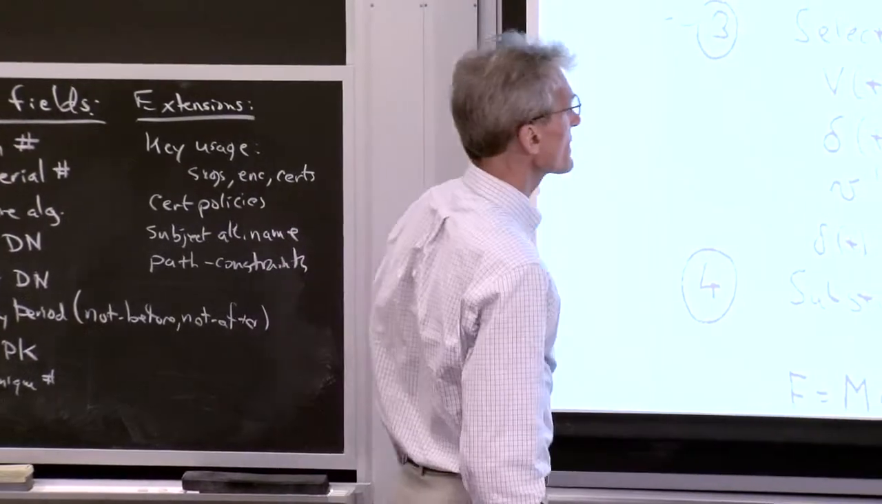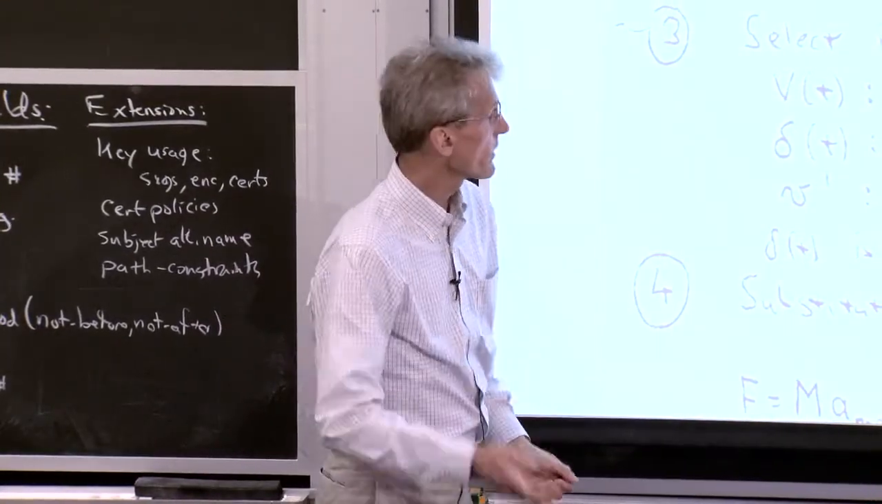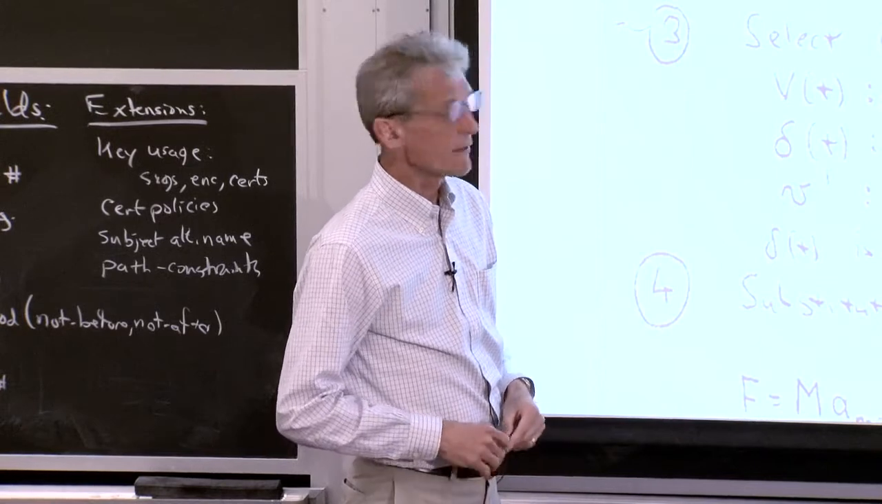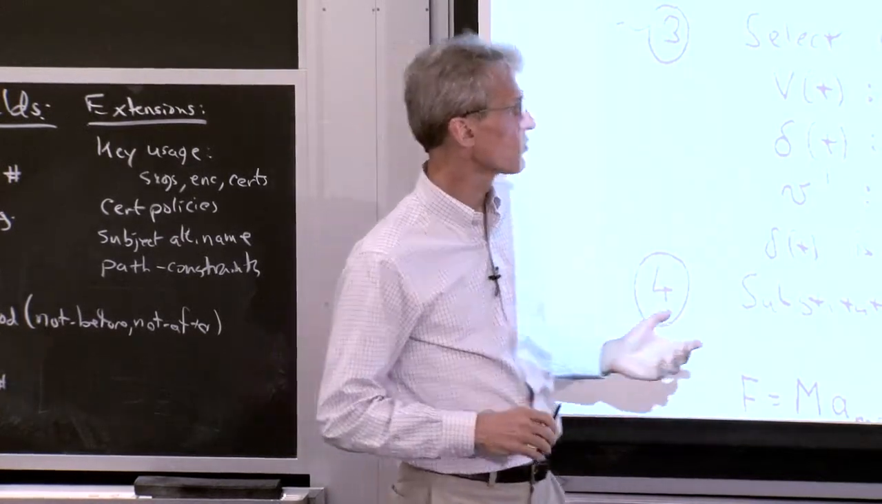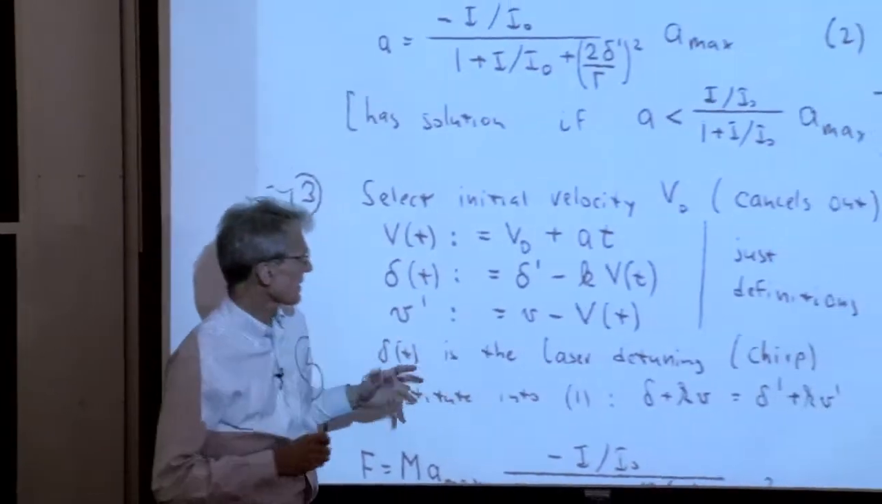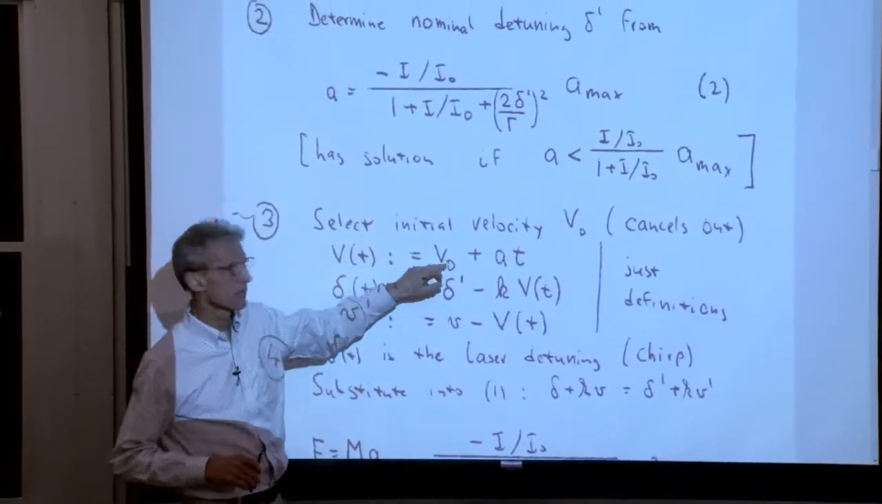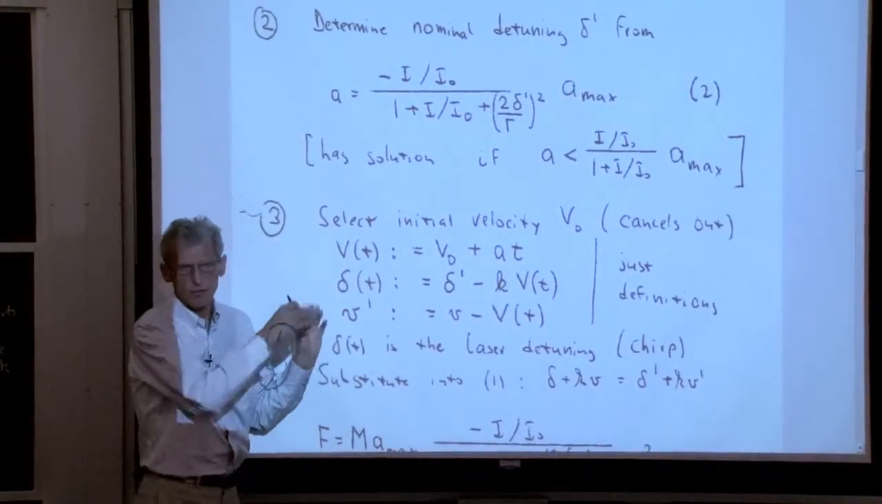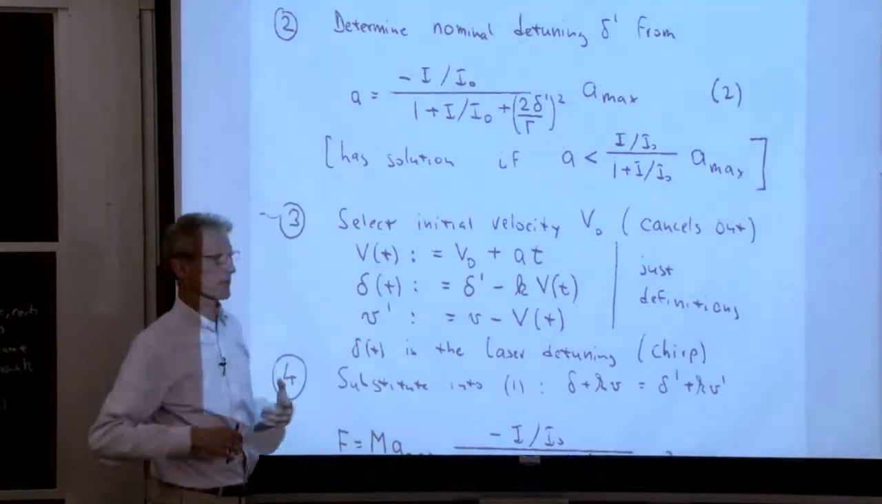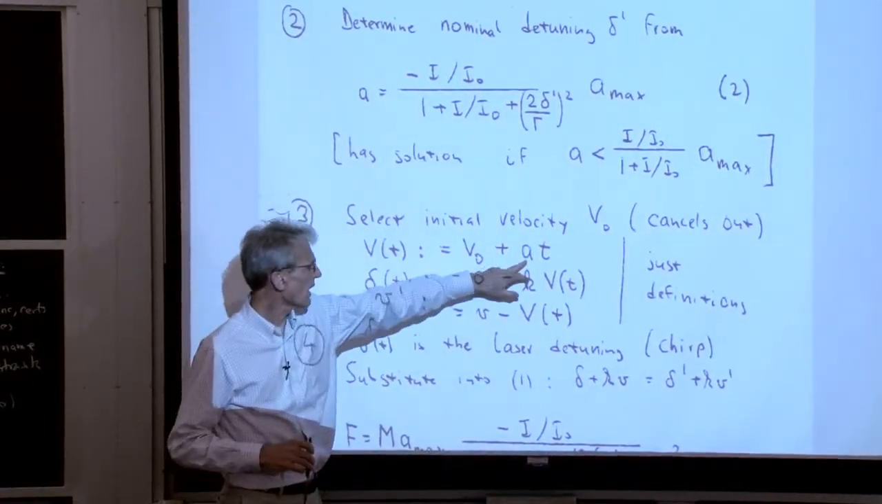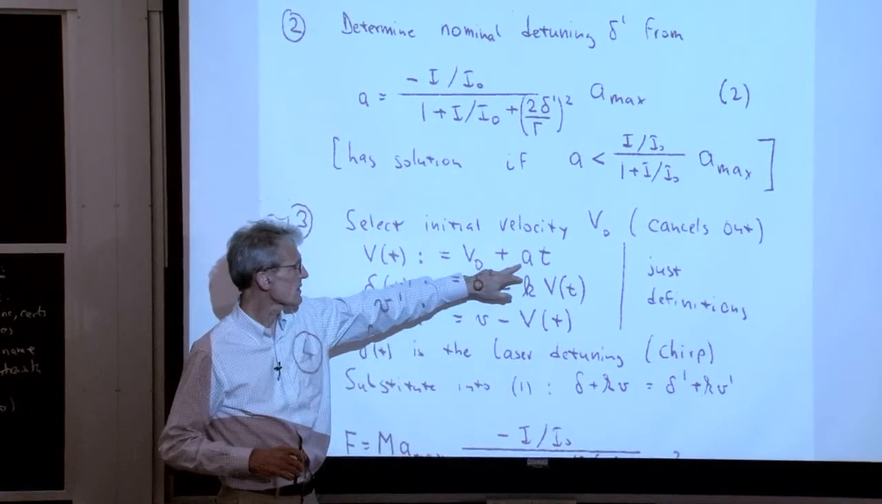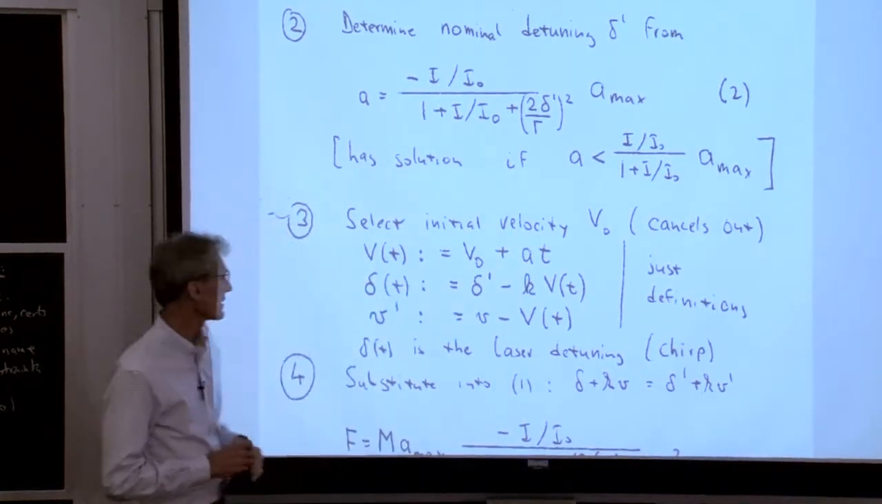And now we want to describe the slowing process. So we have said we want to start with atoms at an initial velocity, which will actually cancel out in a moment, but let's do it in a systematic way. And afterwards, we want the velocity to decrease linearly in time.